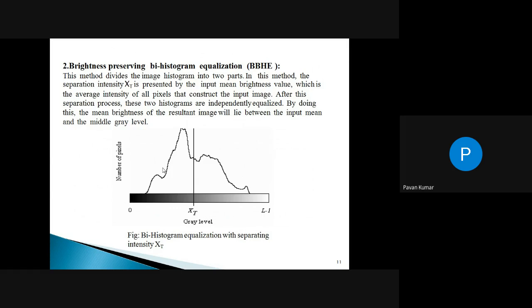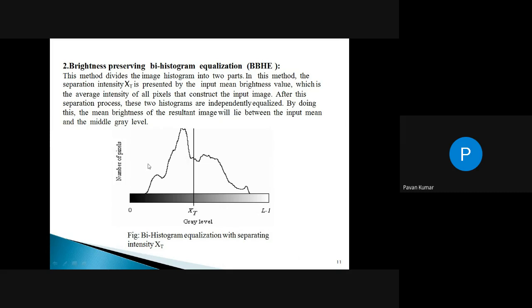This is very simple. The figure I have shown you is nothing but the histogram, the continuous one; I have not taken the bins here. Here we select one threshold value, xt. xt is nothing but the mean value of the intensities of the image, that is, the average intensity of all pixels of the input image. For example, 150 is the average, so I will take that point as a threshold.